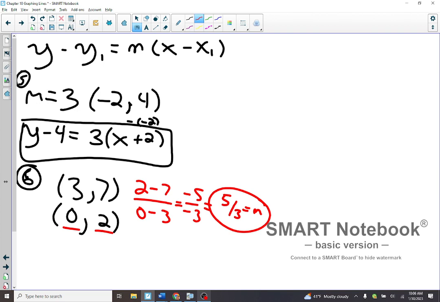Which means now I have the m and I have a coordinate point. You could choose either coordinate point; it doesn't matter. I'll choose the top one. So it's going to be y minus 7 equals 5/3 times x minus 3.